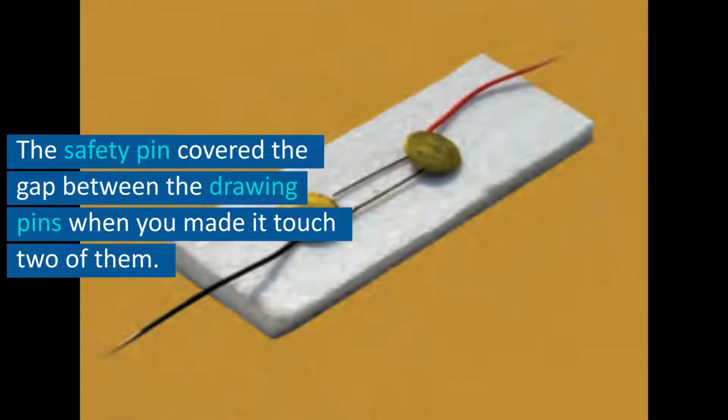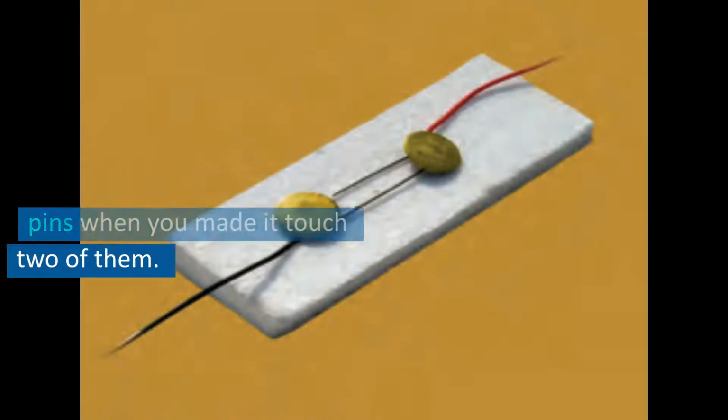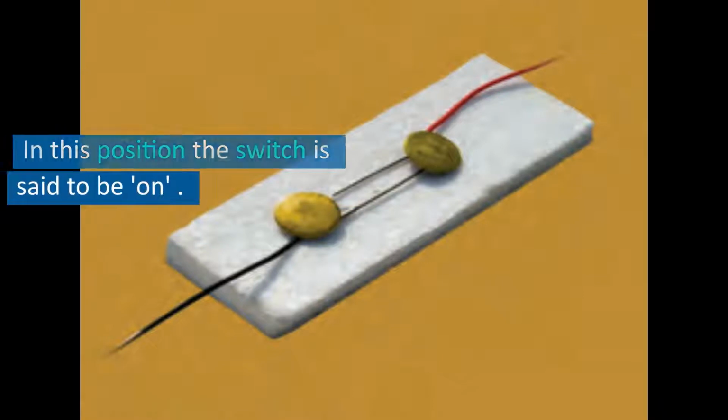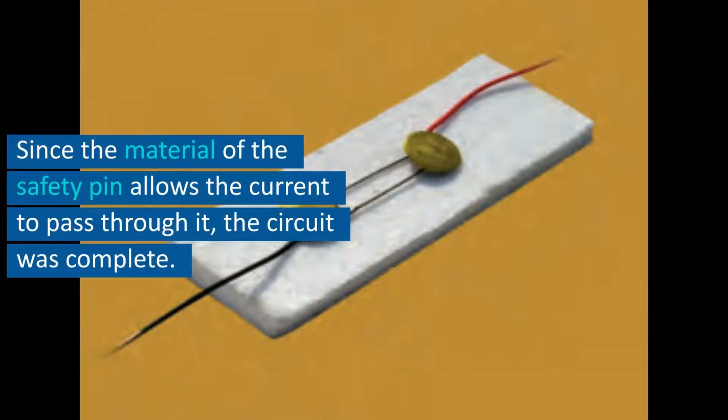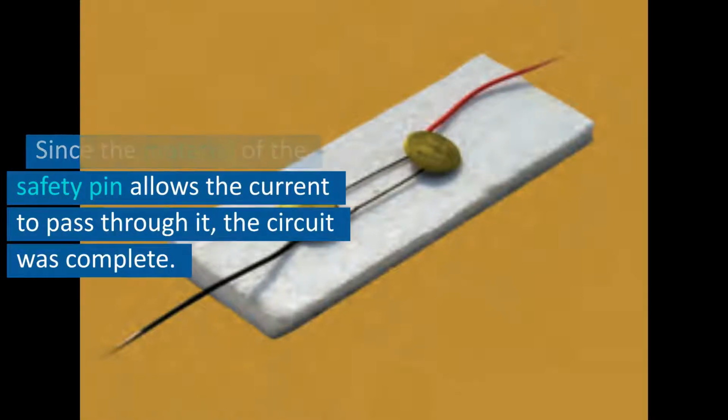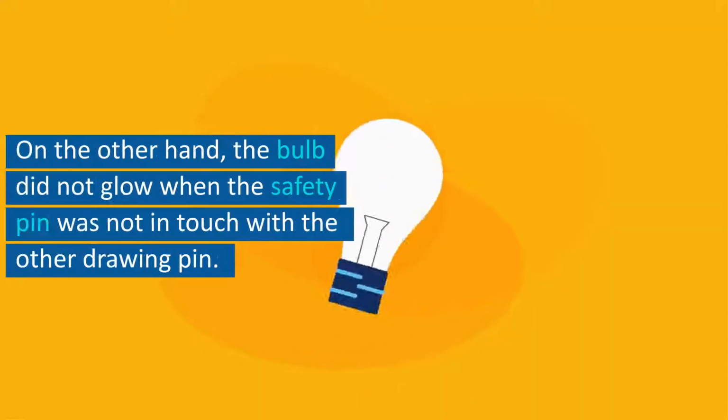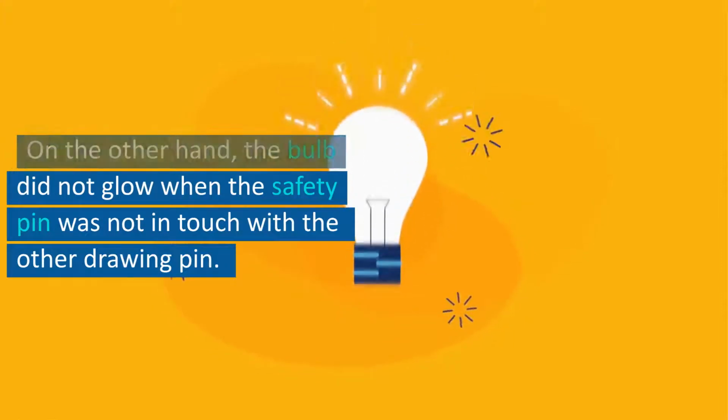The safety pin covered the gap between the drawing pins when you made it touch two of them. In this position the switch is said to be on. Since the material of the safety pin allows the current to pass through it, the circuit was complete. Hence, the bulb glows.